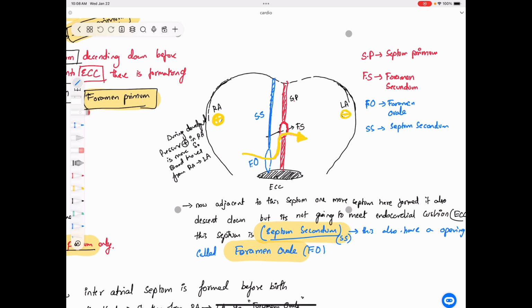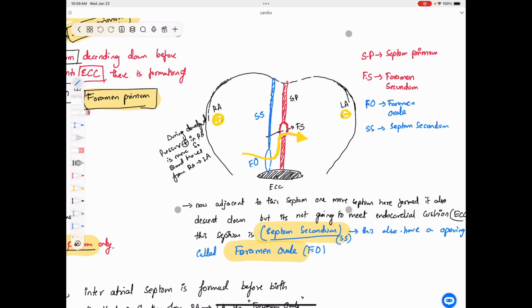Now we'll talk about formation of septum secundum. This blue color one is septum secundum. A thicker and more muscular septum secundum develops to the right of the septum primum. It grows downwards, but it does not completely fuse with ECC like septum primum. Septum primum went to meet and fuse with ECC, right? But septum secundum does not. It does not go downward and completely fuse with ECC.